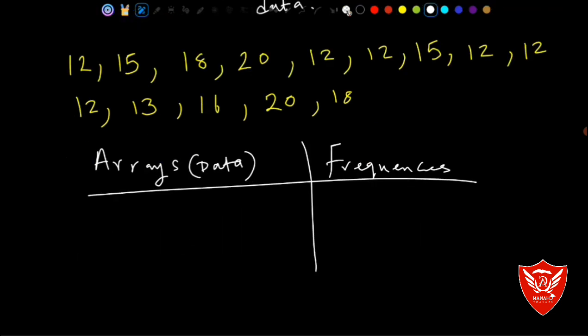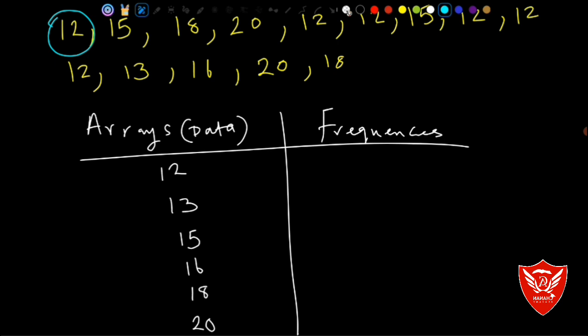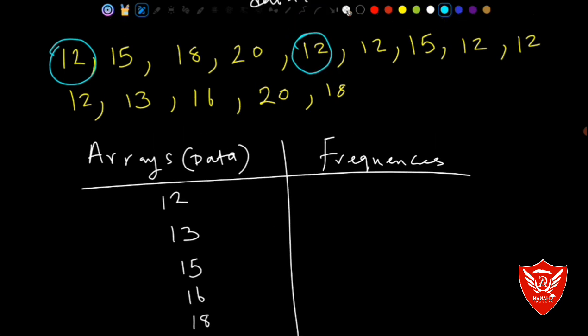All right, so the first we're going to put down is 12. And then we have 13, 15, 16, 18, and 20. Since the frequency is the number of occurrence, we are going to count the number of 12 that we have in the data. So this is 1, 2, 3, 4, 5, and 6. So the frequency for 12 is 6.